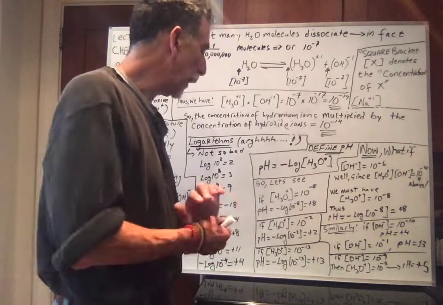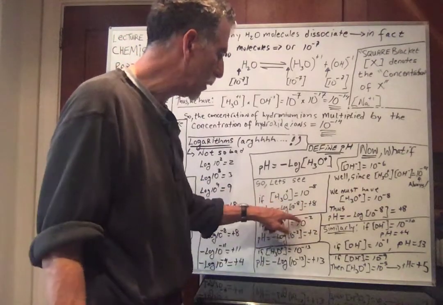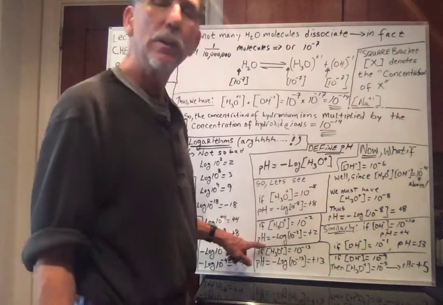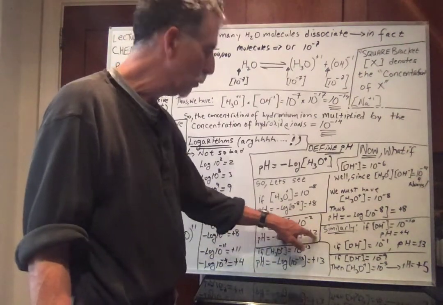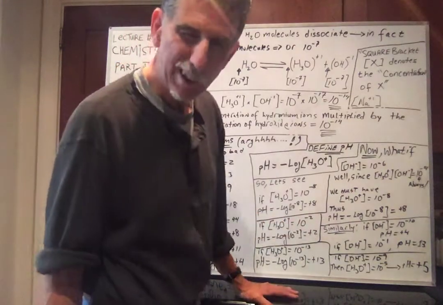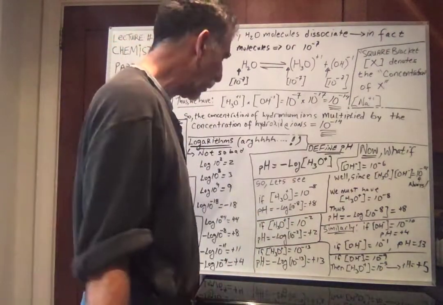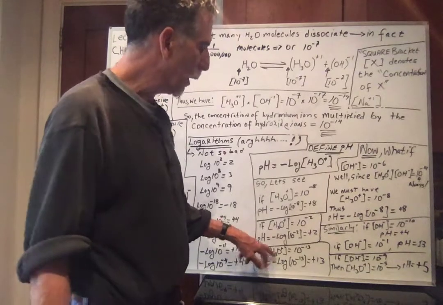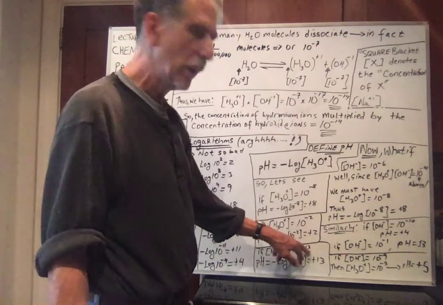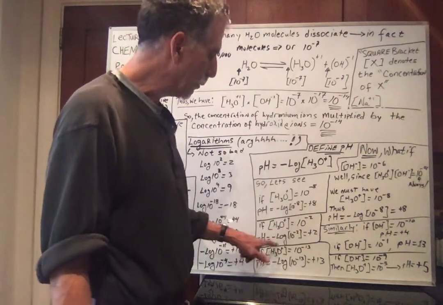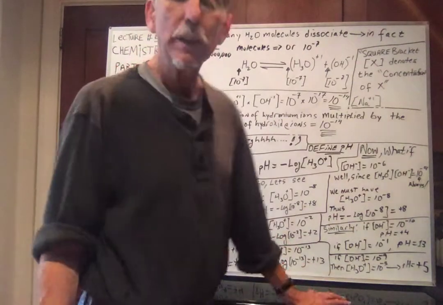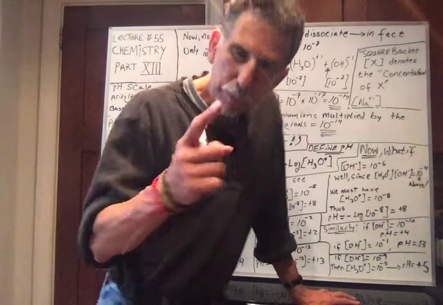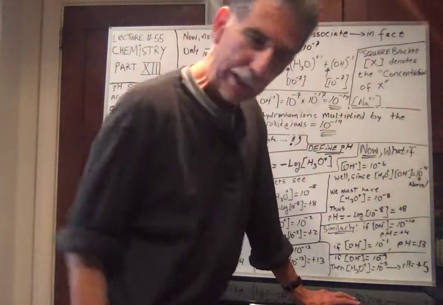If a solution has a hydronium concentration of 10 to the minus 2, the pH of that solution is minus the log of 10 to the minus 2, which is plus 2. Man, isn't this hard? If the hydronium concentration is 10 to the minus 13, then the pH of this solution is minus the log of 10 to the minus 13, which is plus 13. If you get this wrong, I'm gonna get you.